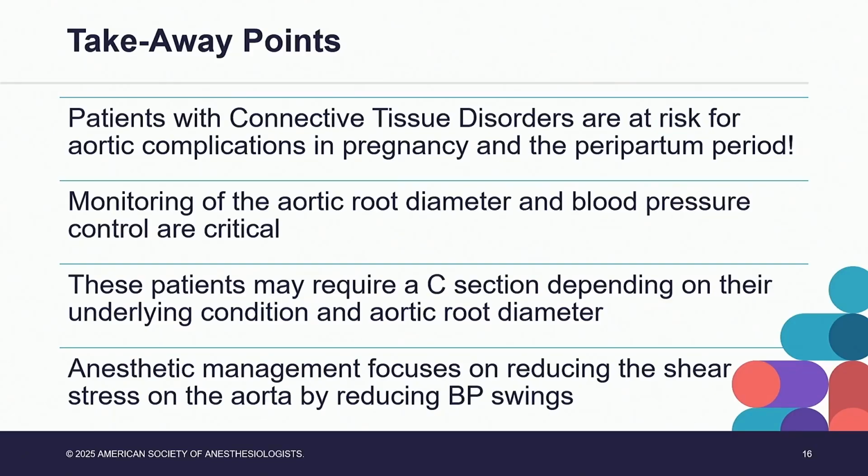They might actually require a C-section, depending on their underlying condition and aortic root diameter. Vaginal delivery may actually not be the best thing for them as we try to push forward with other cardiac patients. And our management as anesthesiologists most focuses on reducing the shear stress on the aorta by reducing blood pressure swings and aggressive blood pressure control.